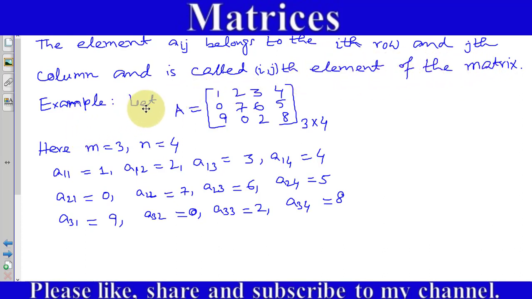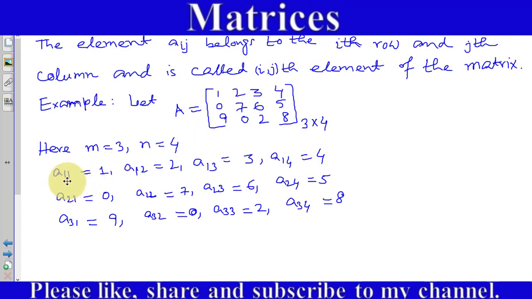For example, let A be the matrix whose first row's elements are 1, 2, 3, 4, second row's elements are 0, 7, 6, 5, and third row's elements are 9, 0, 2, 8. This is a 3 by 4 matrix because there are 3 rows and 4 columns in the matrix A. Here the number of rows m is equal to 3 and number of columns n is equal to 4.